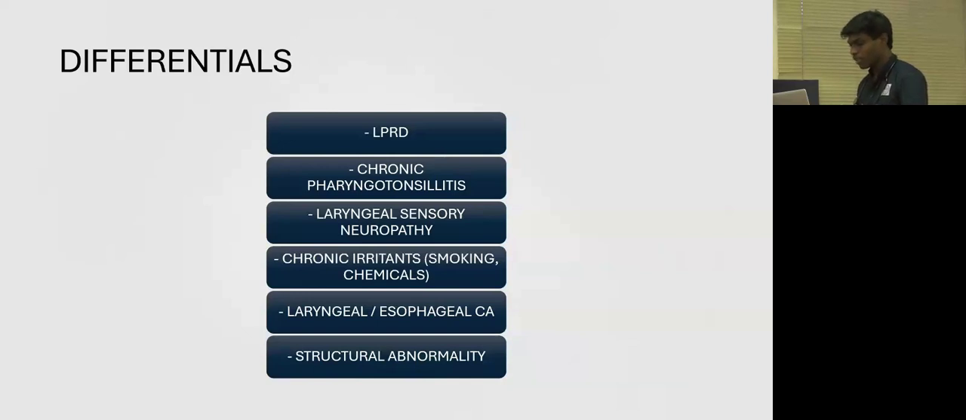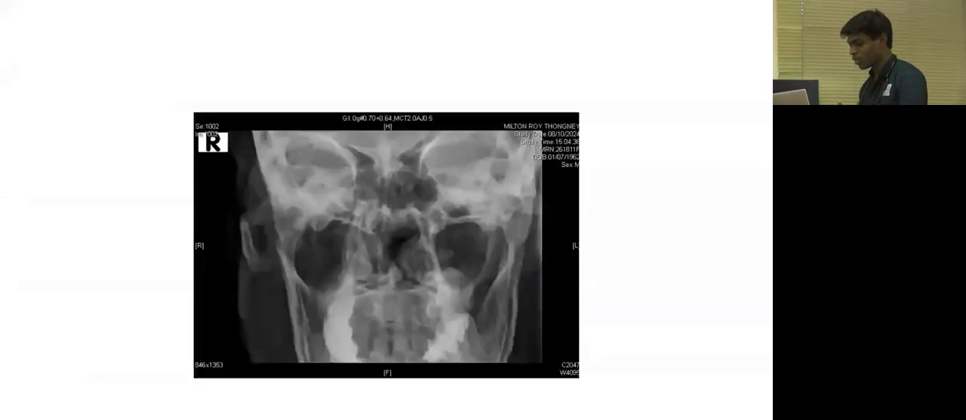So we started our evaluation similar to what had been done outside. We did NPL scopy and gastroscopy, and everything turned out to be normal. We did a base of skull CT to look for any structural abnormality, and incidentally noted an elongated styloid process. And this is an X-ray maxilla that is showing the elongated styloid process.